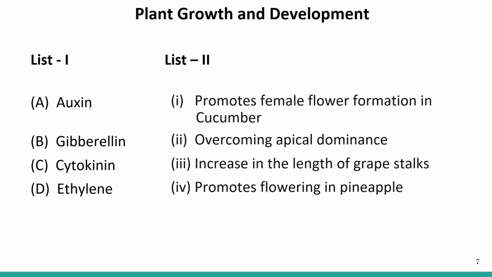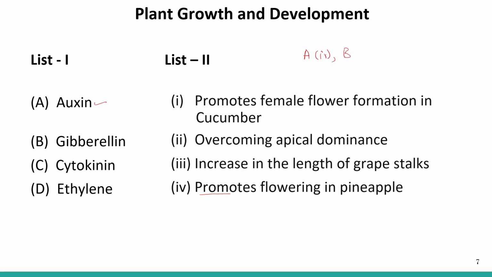Okay, so here is list 1 and 2. First we have the auxins. All right, so auxins, these are the options: promote female flower, overcome apical dominance, increasing the length of the grape stalk, and promote flowering in pineapple. Okay, so this should be the correct answer. So A is the fourth option.